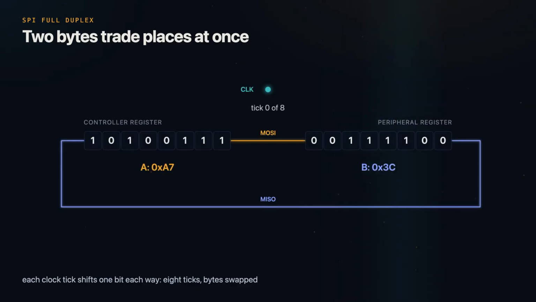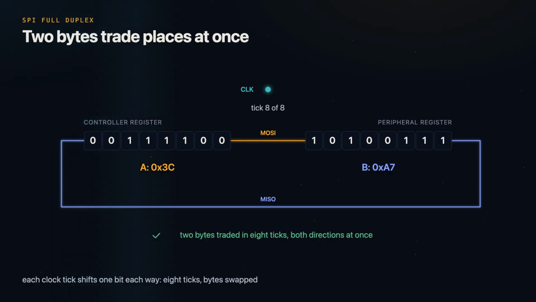An SPI hides something elegant. Each chip holds its byte in a shift register, a row of 8 cells, and the 2 registers are wired into one big loop. On every clock tick, every bit takes 1 step around that loop. The controller's first bit slides across to the peripheral, and the peripheral's last bit slides back the other way. After exactly 8 ticks, the 2 bytes have traded places. Sending and receiving are not 2 operations, they are 1.